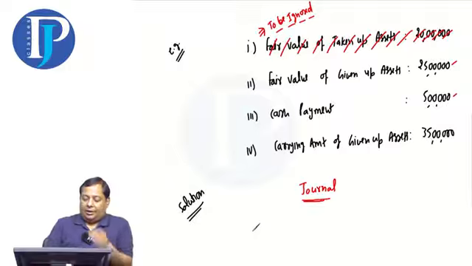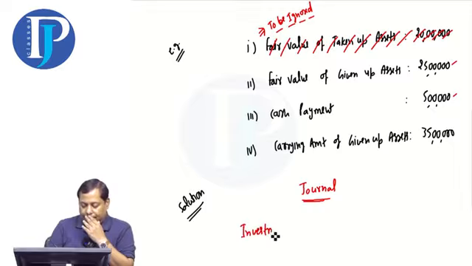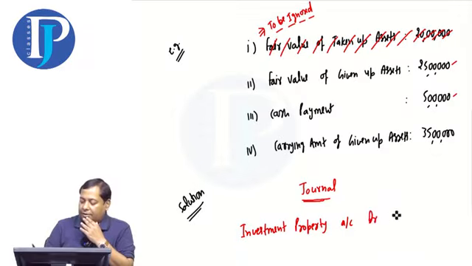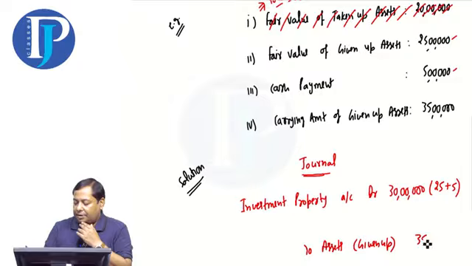So what will we write in the journal entry? Investment property debit. Investment property debit, 30 lakhs. Because you have to take cash with you. This became given up assets. Carrying amount of the given up assets is 35 lakhs. So loss on exchange is 5 lakhs.